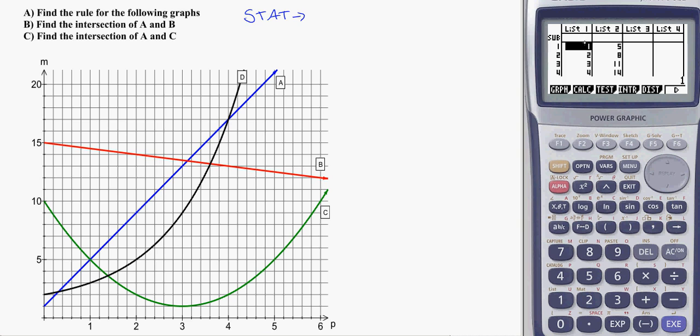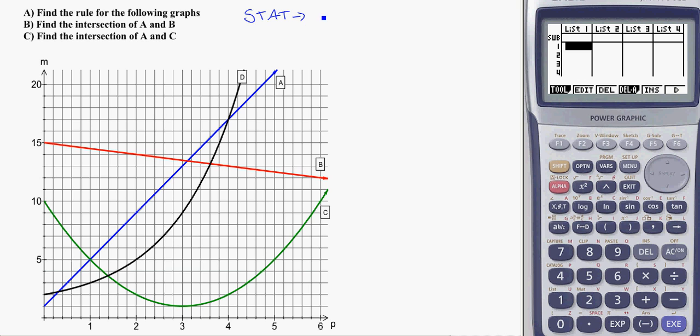And remember, in stat we can put in pairs of points, so we need x's and y's. And if you want to clear out what's in there already, if you arrow over one, you can hit delete A for delete all. Say yes. And we can say delete A and yes again. Or you can delete them one by one.